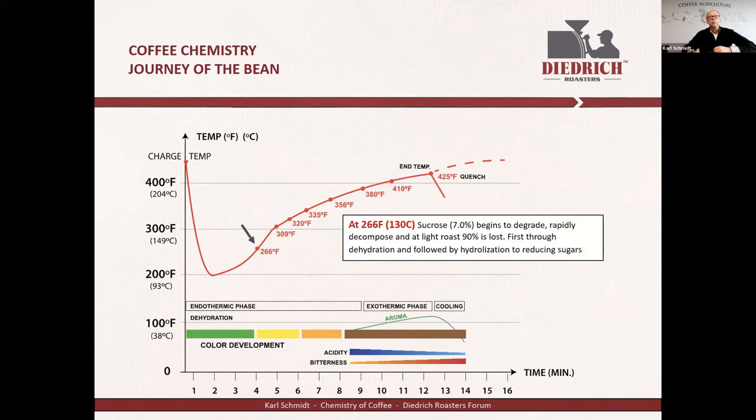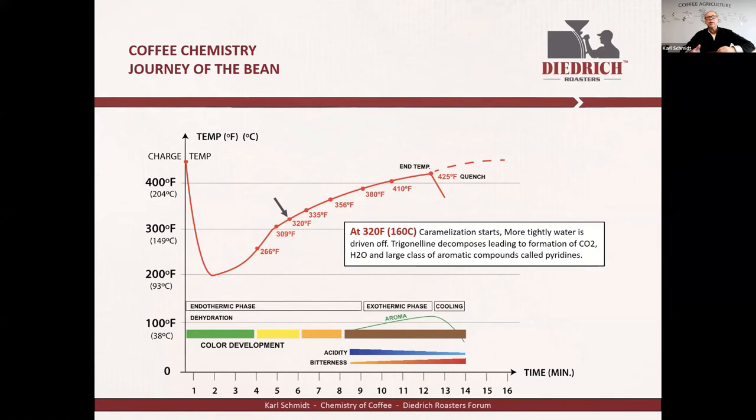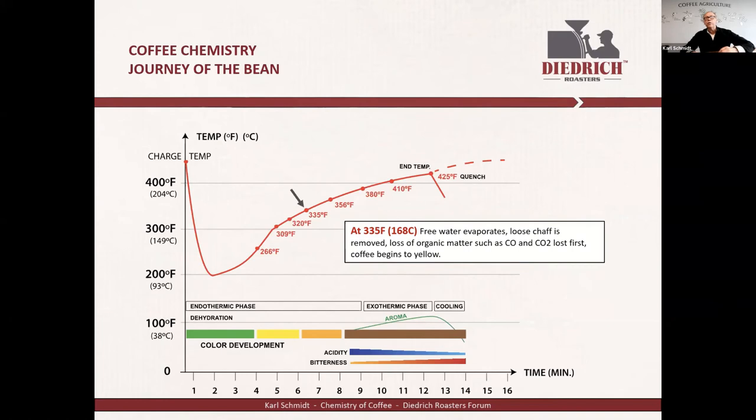You make it to the next step, you get to 309 degrees F, where the Maillard reaction starts. It's not where it finishes, it's where it starts. It causes free proteins to react with reducing sugars to form hundreds of aromatic compounds such as furans and sweet caramel notes. As we're going on to 320, caramelization starts. More tightly, the water is driven off. Trigonelline decomposes, including formation of CO2, H2O, and a large class of aromatic compounds called the pyridines.